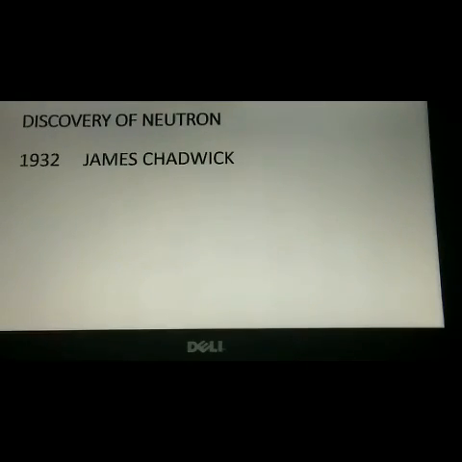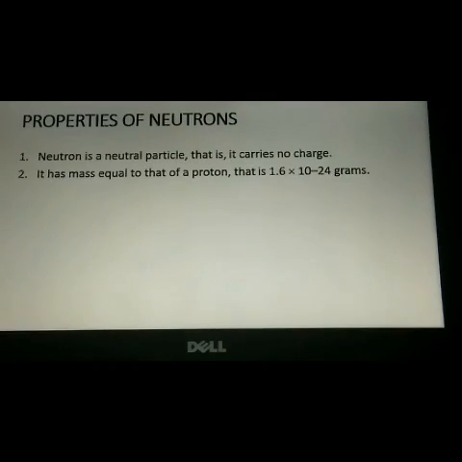And now let us move into the discovery of neutron. During the year 1932, James Chadwick discovered another fundamental particle, that is neutron. Now let us see what are all the properties of neutron. Neutron is a neutral particle, which means it does not have any charge at all, and it has mass equal to that of a proton, that is 1.6 into 10 power minus 24 grams.